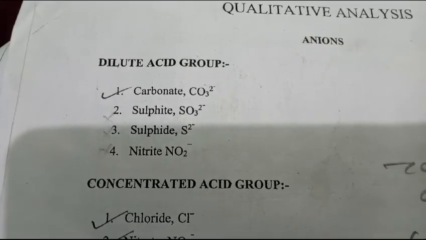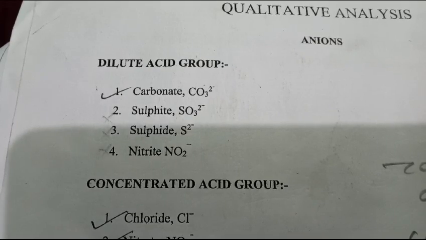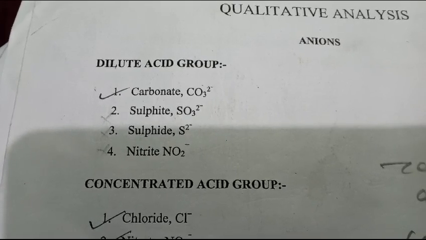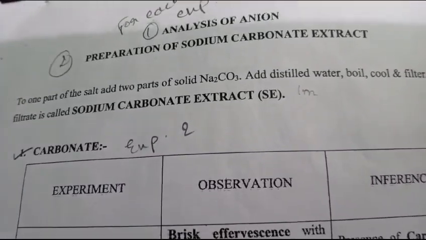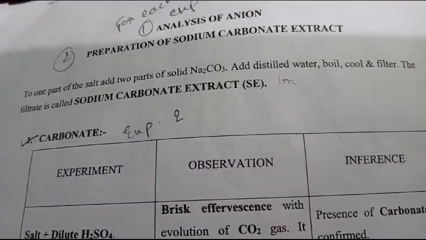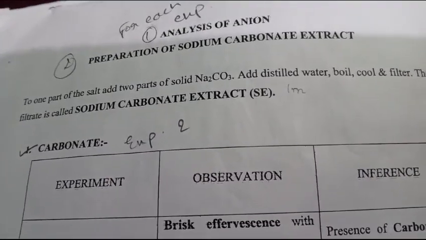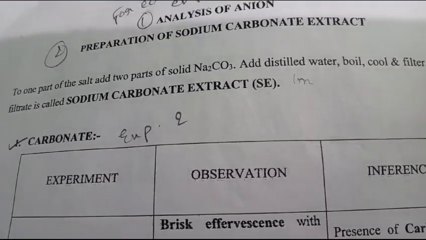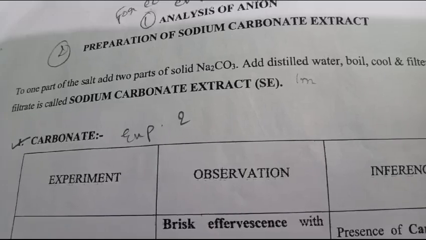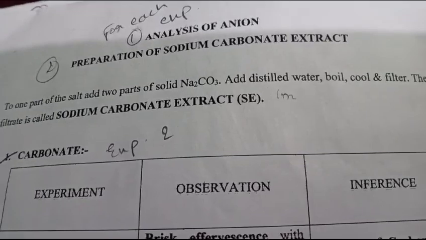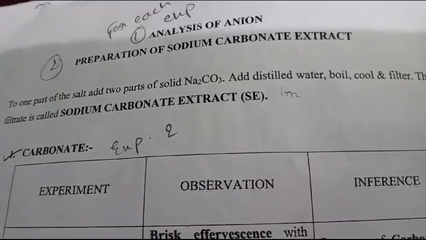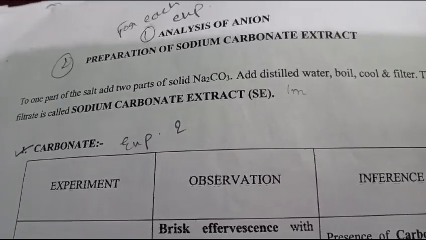Okay, as I told you that zinc sulfate is present, so let us proceed with the procedures. For anion, you have to prepare sodium carbonate extract. Take a test tube, take one spatula of the given salt, then two spatulas of sodium carbonate, add distilled water, boil and filter, then you will find the sodium carbonate extract.